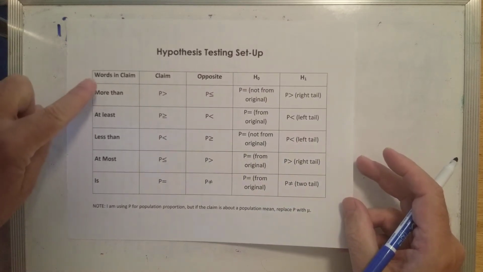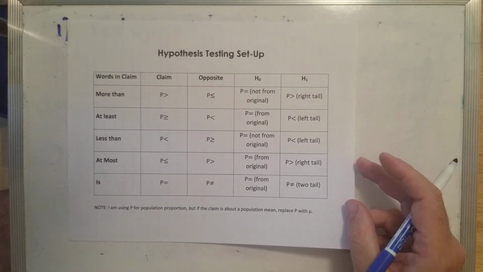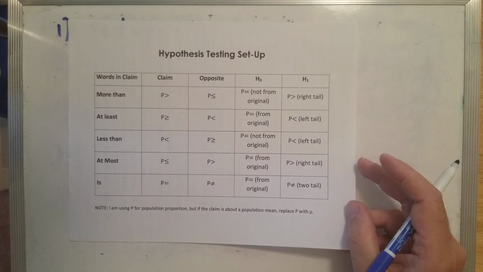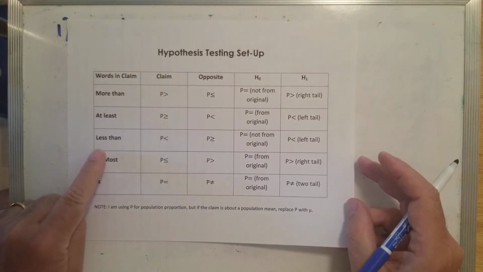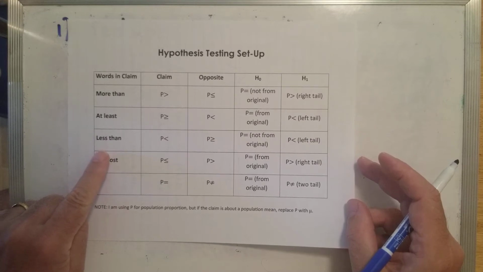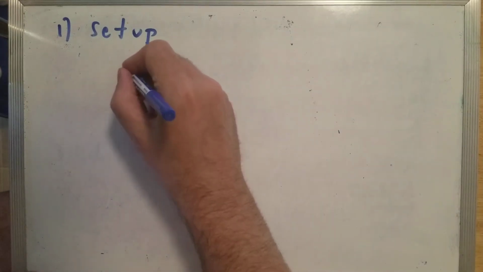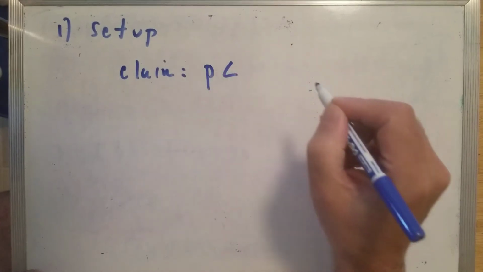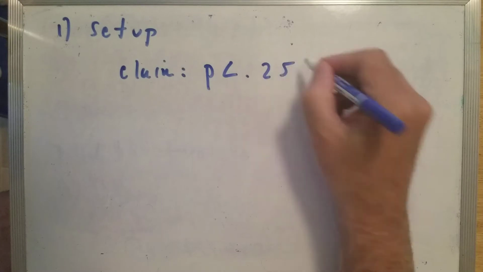And the first thing to look at are the words in the claim. Now in this claim, it asks, test the claim that less than 25% of people have seen a UFO. So I'm going to look at the row that's labeled less than to set this up. So the claim is P is less than 0.25, the percent in the question being 25%.